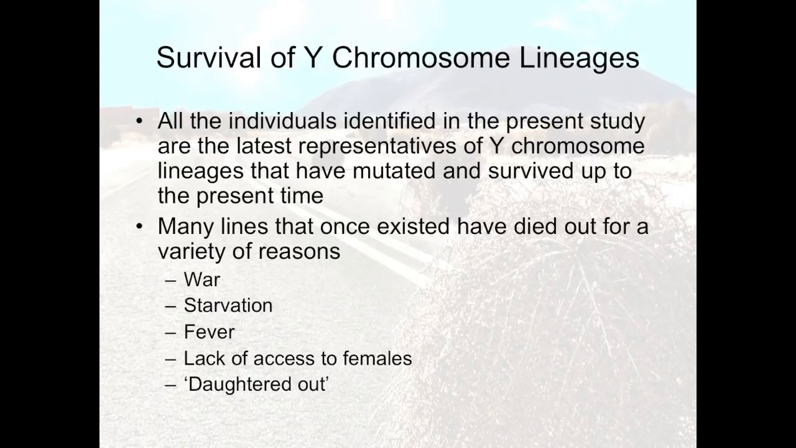And the other thing we've seen in some families is that families daughter out. There are no sons. That's the end of that particular branch of a Y chromosome line.